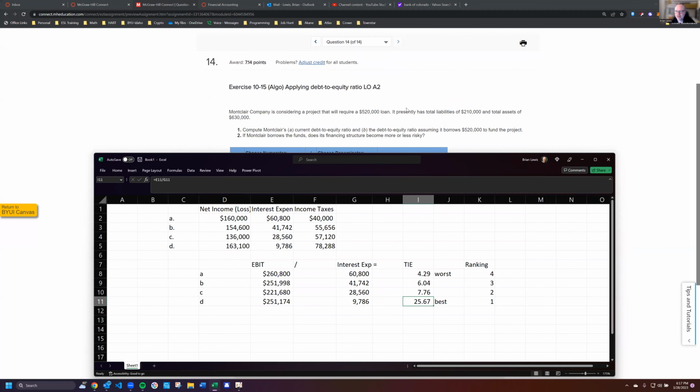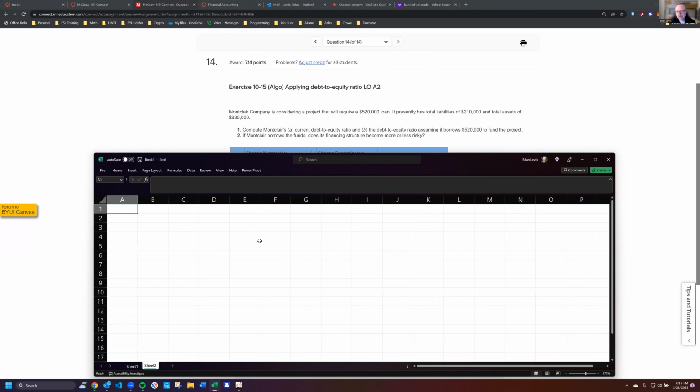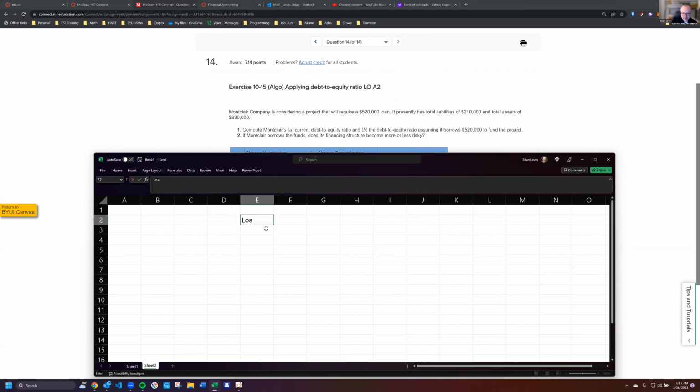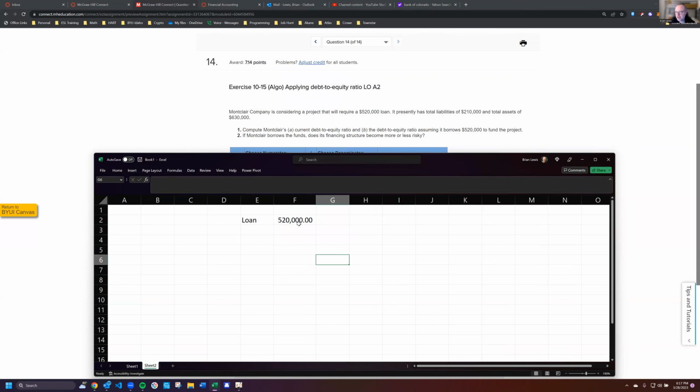McClare. Okay. So on this one, McClare Company is considering a project that will require a loan of 520,123. Okay, we'll do the same thing here. It presently has total liabilities of 210,000 and total assets.